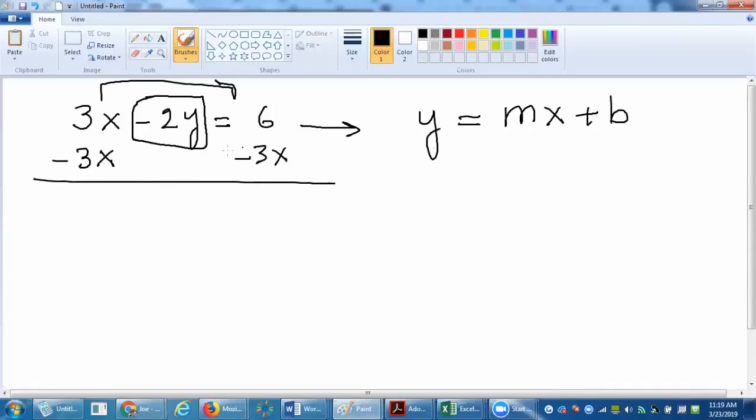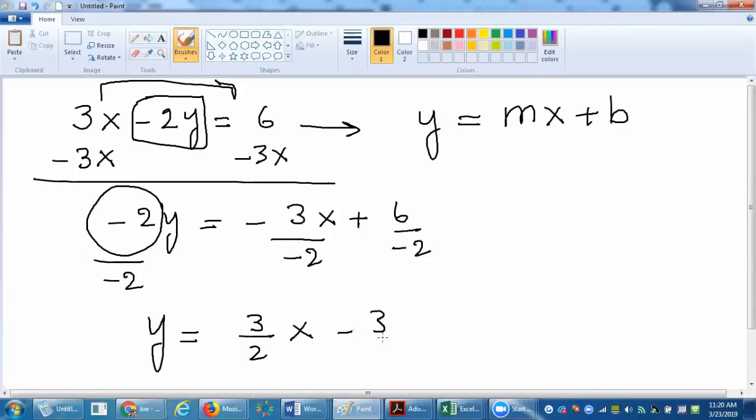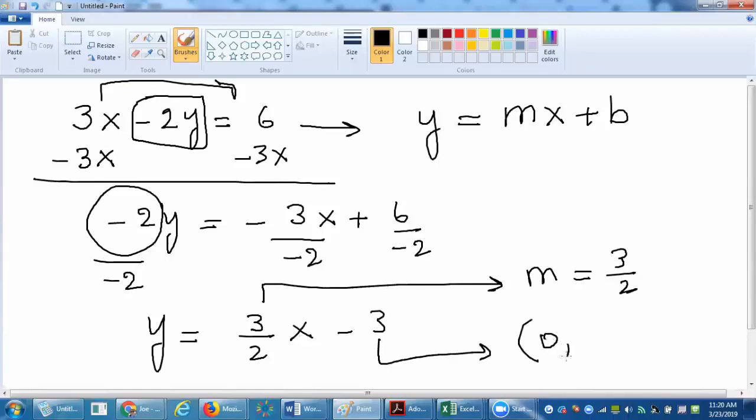We gotta move the 3x first. So these will cancel, then we have -2y equals -3x plus 6. Now all we have to do is move the -2 to the right, and we have to divide all terms by -2. So this will cancel, so y would be 3/2 x minus 3, because 6 over -2 is -3, and this is 3/2. So what did we come up with? The slope is 3/2, and the y-intercept is (0, -3), and of course it's so easy to graph it now.